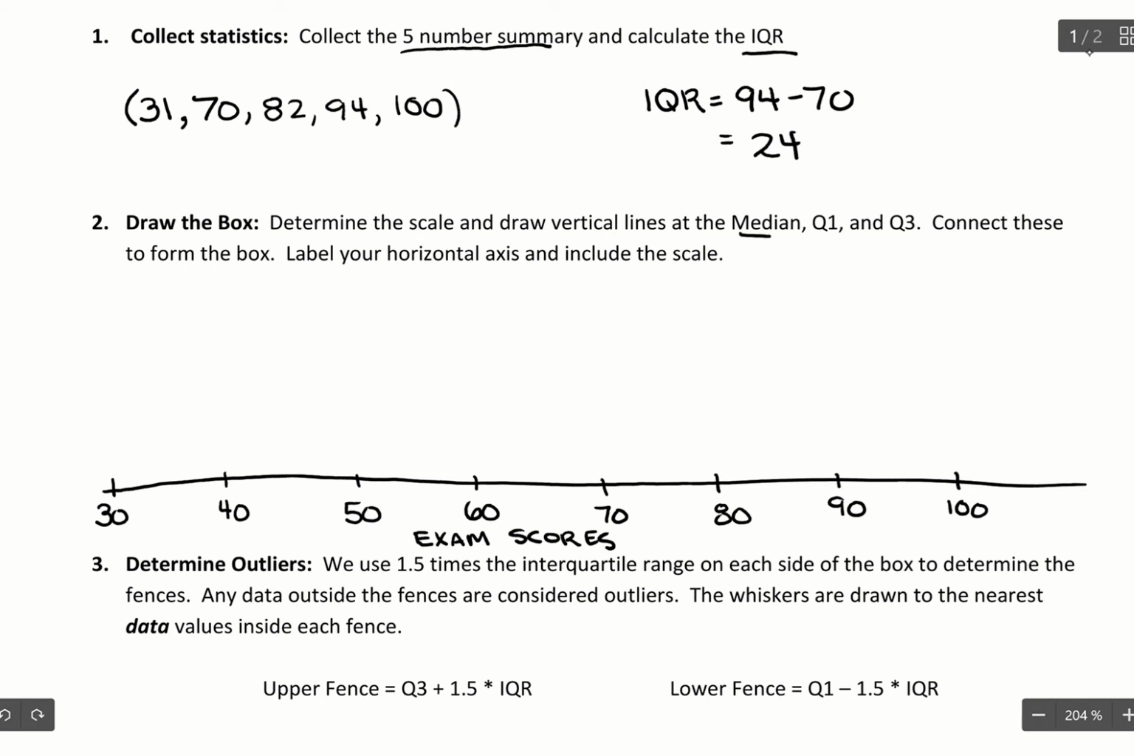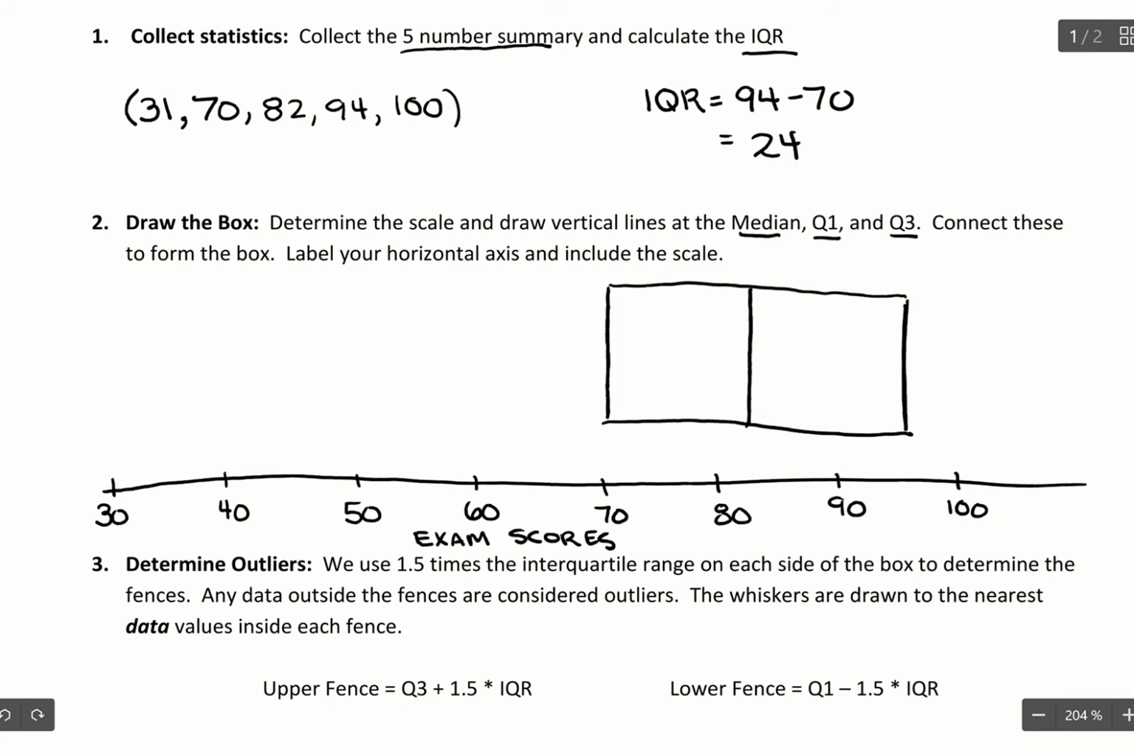So what we do is we draw a box using the median, Q1, and Q3. We draw these tall lines at those locations. So Q1 is at 70, so I'm going to draw this tall line above our number line to represent what's happening at 70. I'm going to draw a tall line at 82 for our median, and a tall line at 94. And then what we do is we connect them along the bottom of those lines and along the top.